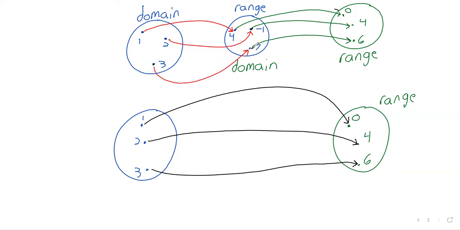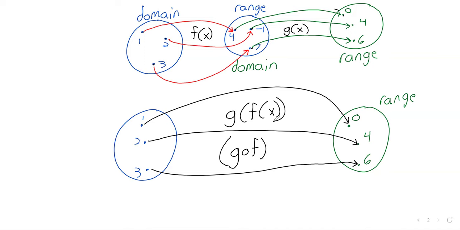In terms of notation, composition has kind of weird notation, or at least it might seem weird. If we call this first function f of x, and we call the second function g of x, then the composition is written either like that or like this. Two different ways of expressing exactly the same thing.